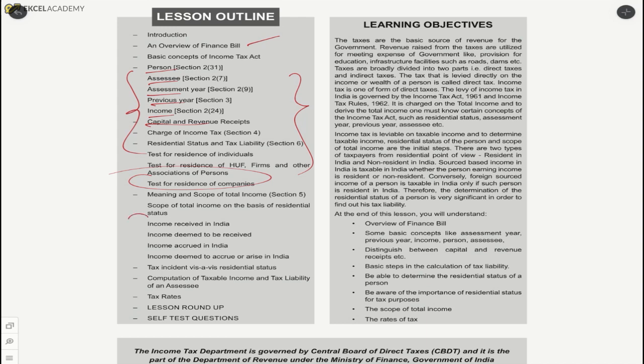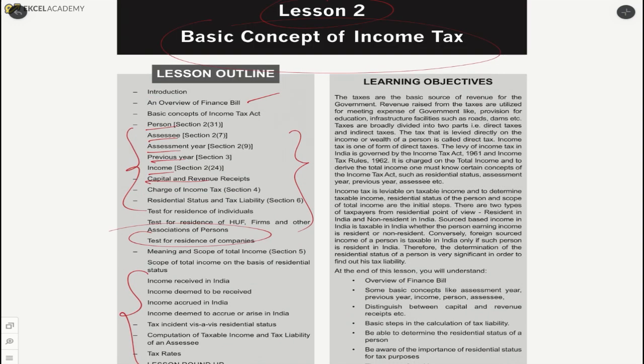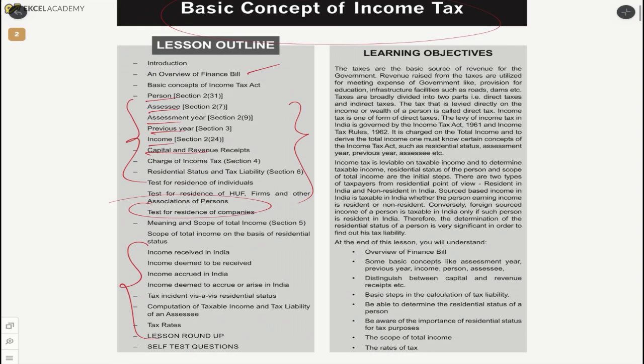And then we have status of companies as well, whether a company or any other entity apart from individual assessee, how to treat them as a resident or non-resident. So these are the things which we look into in this chapter called the basic concept of income tax.